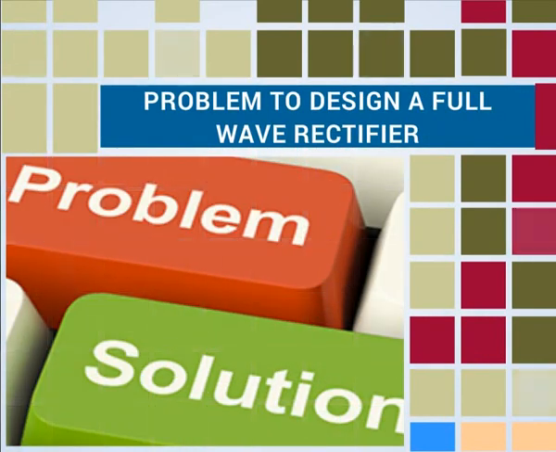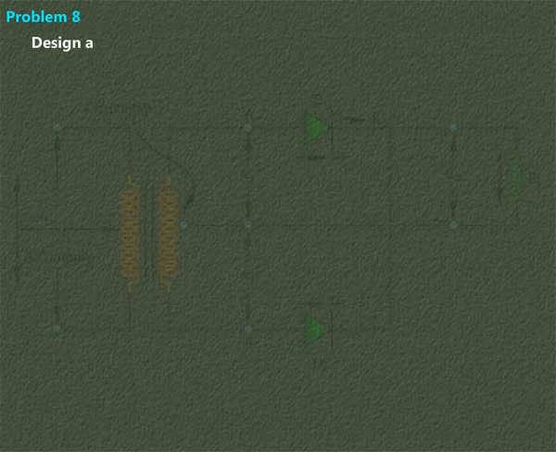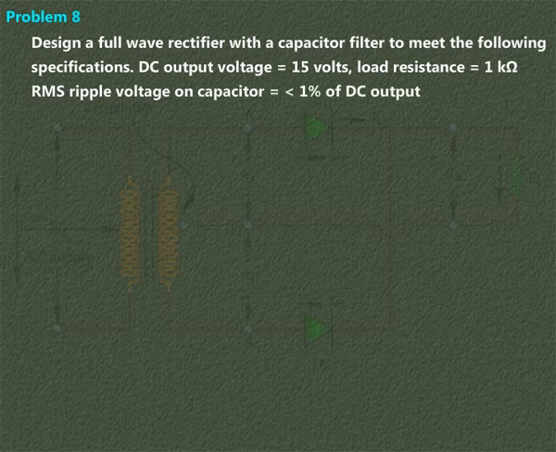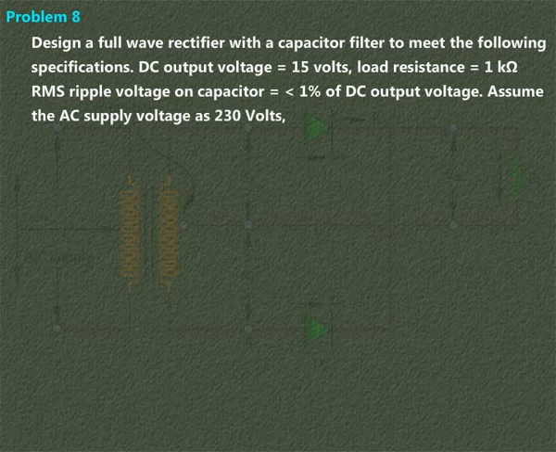Problem to design a full-wave rectifier. Design a full-wave rectifier with a capacitor filter to meet the following specifications. DC output voltage is equal to 15 volts, load resistance 1 kilo ohms, RMS ripple voltage on capacitor is equal to less than 1% of DC output voltage. Assume the AC supply voltage as 230 volts, 50 Hz.